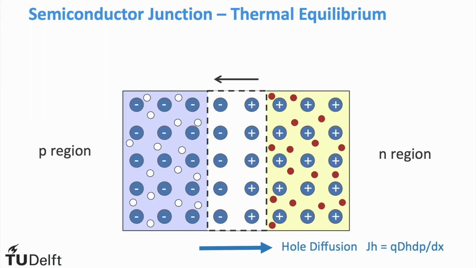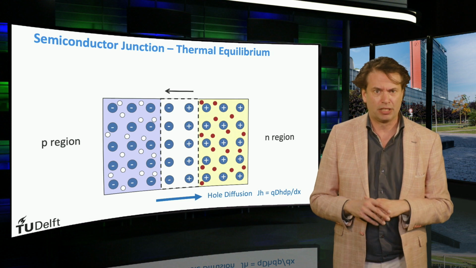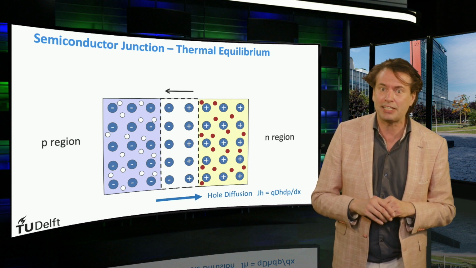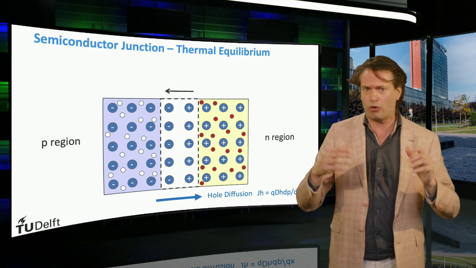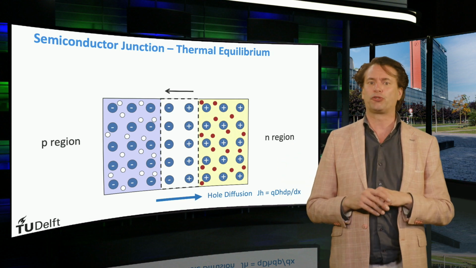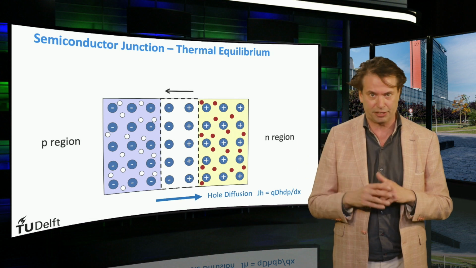The same is true for the holes. The diffusion current density for the holes is ruled by the density gradient, which is the hole density at the p region minus the hole density in the n region. The holes are the minority charge carriers in the n region, which means that the density gradient is fully determined by the hole density in the p region, which is orders of magnitude larger. In other words, the diffusion is controlled by the majority charge carriers in the p and n region.